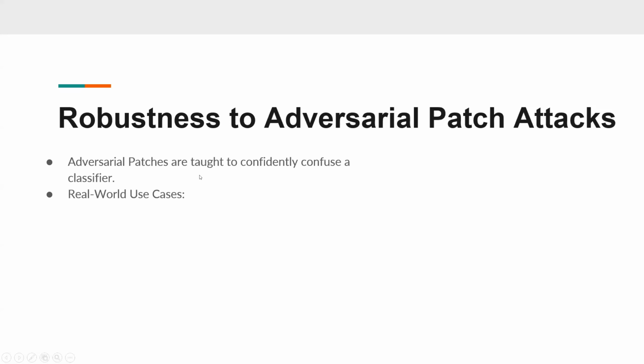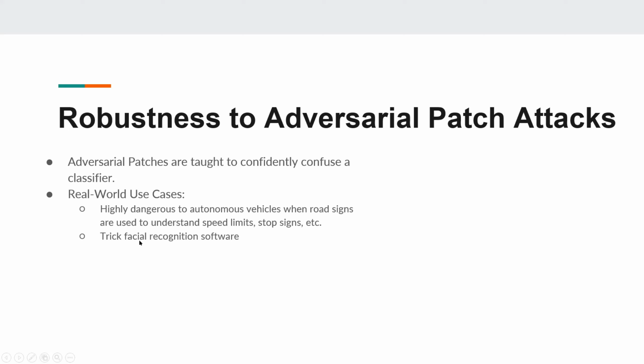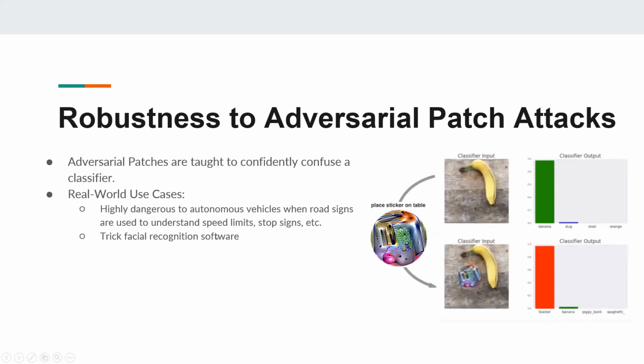Moving on to the adversarial patch attacks. Adversarial patches are trained to confidently confuse a classifier. Some real world use cases would be confusing autonomous vehicles with road signs. So instead of understanding what the true road sign is, if it was a speed limit or a stop sign, these patches are applied to that stop sign or that sign to confuse it. It could also be used to trick facial recognition software.